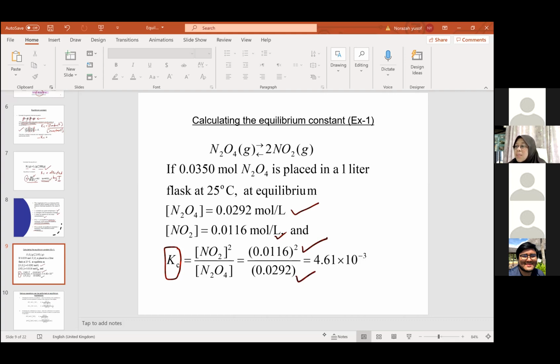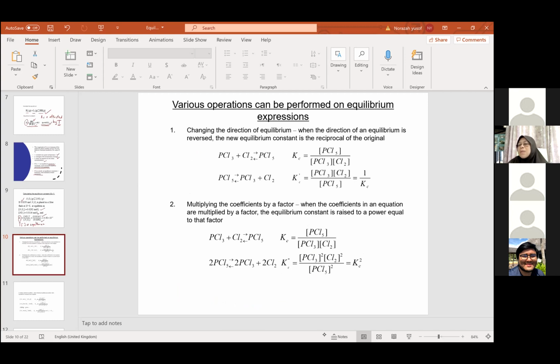Remember, this is initial. And when we are discussing Kc, we are discussing concentration at equilibrium. Remember that. Equilibrium. So do not get confused. If you are given initial concentration, you have to calculate concentration at equilibrium in order to identify Kc. Now this is a mathematical operation that you can do.